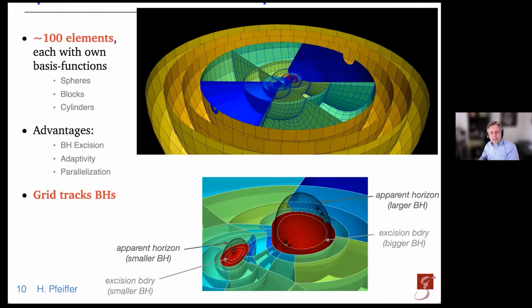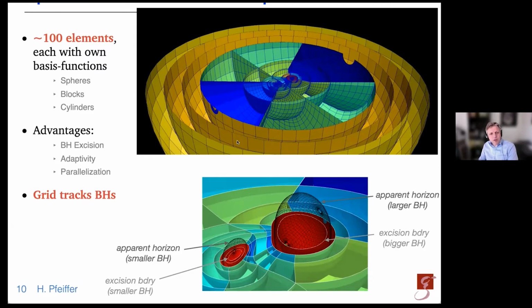Because of this, we subdivide the entire computational domain into approximately 100 or so elements. Far away, those are spherical shells. Very close by, near the black holes, these are again spherical shells. In the middle, there's complicated stuff going on with cylinders and cubes to match the two inner spherical shells to the outer spherical shells. The big advantages of this setup are that we can do black hole excision in the interior, we have adaptivity in that we can increase and reduce resolution in each of the elements separately, and we gain parallelizability by putting different elements on different processors.